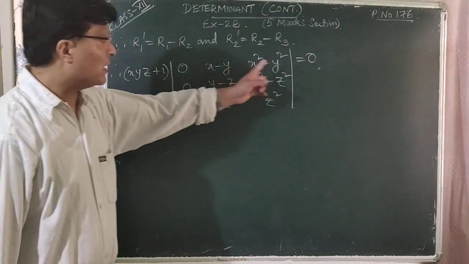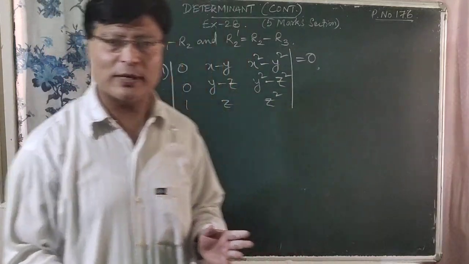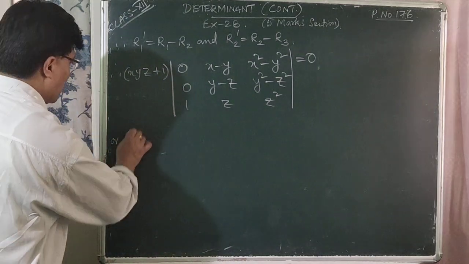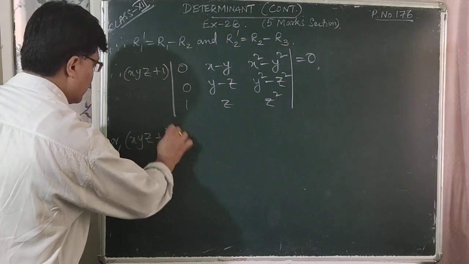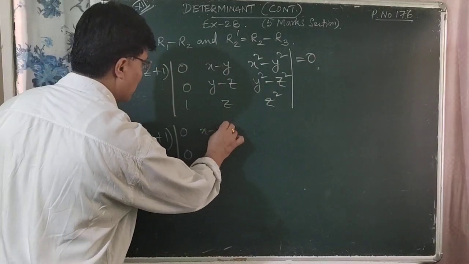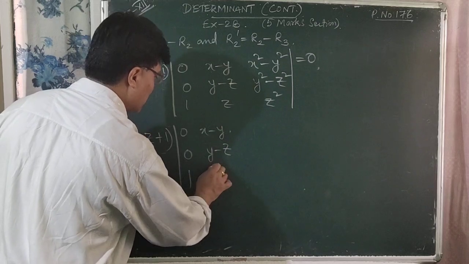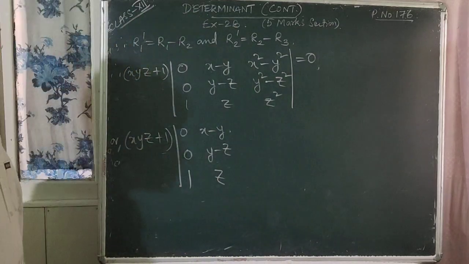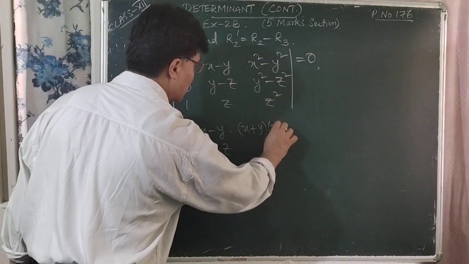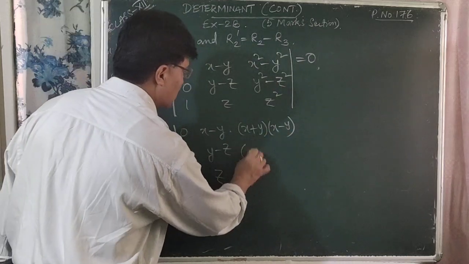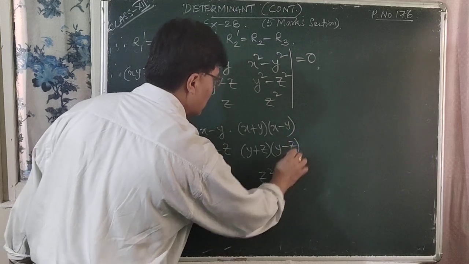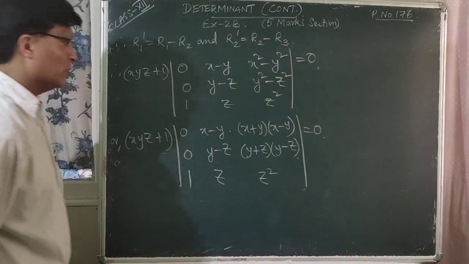Now you can factorize it. x square minus y square minus z square, that is a square minus b square, a plus b into a minus b. So, xyz plus 1. What is the first column? 0, 0, 1. Second column, x minus y minus z, and z. Now, third column, what is x square minus y square? x plus y into x minus y. This is y plus z into y minus z, and this is your z square, which is equal to 0, right?